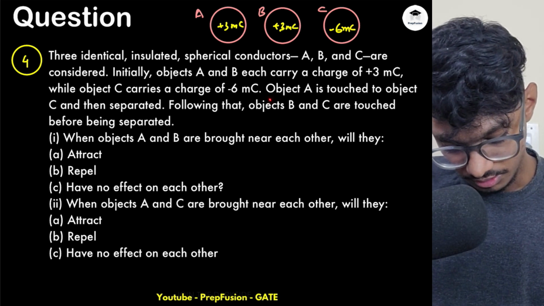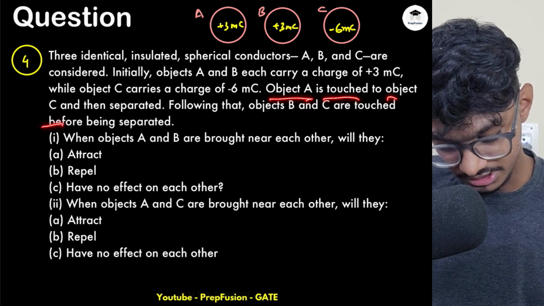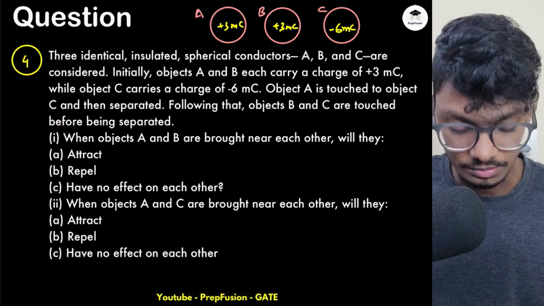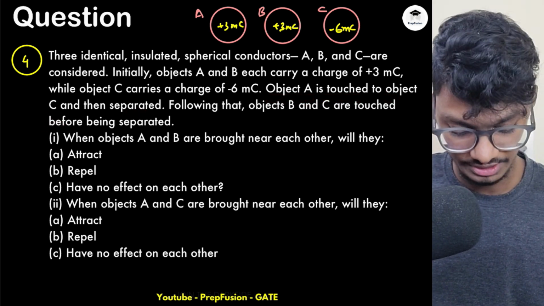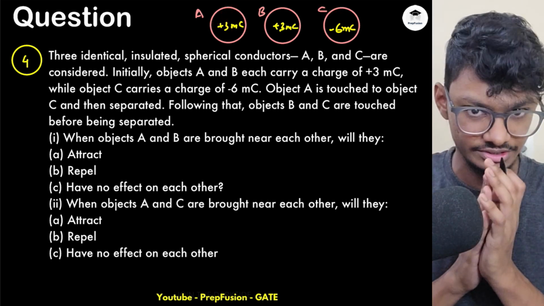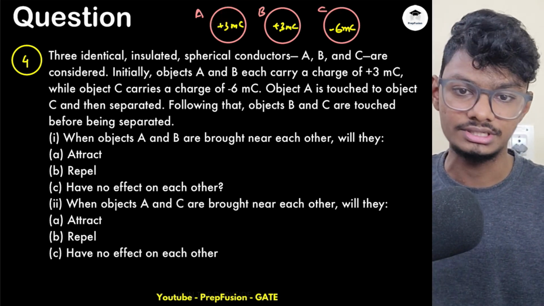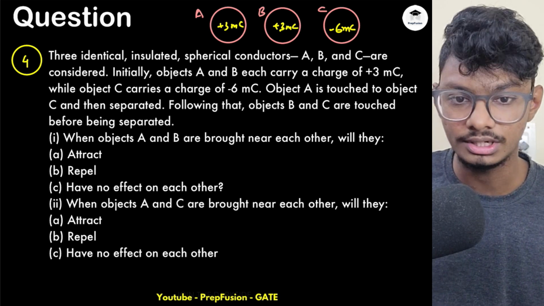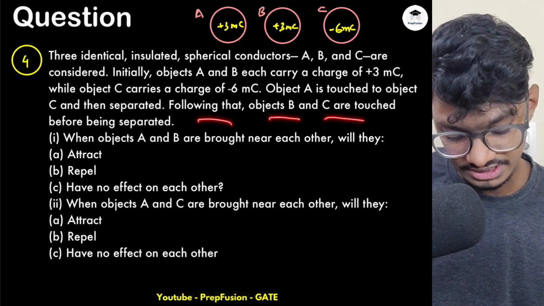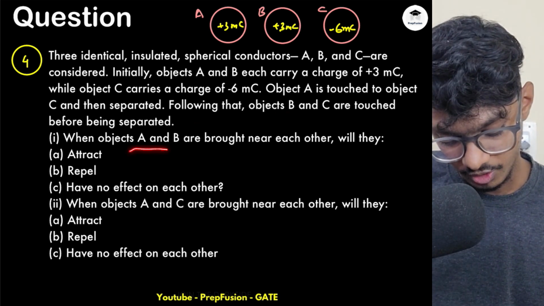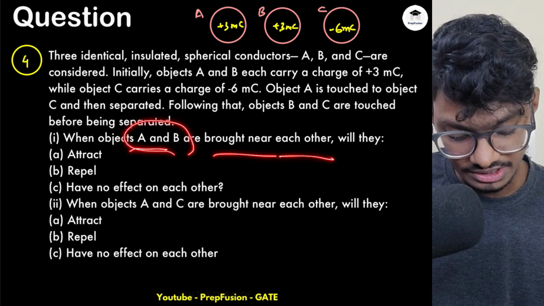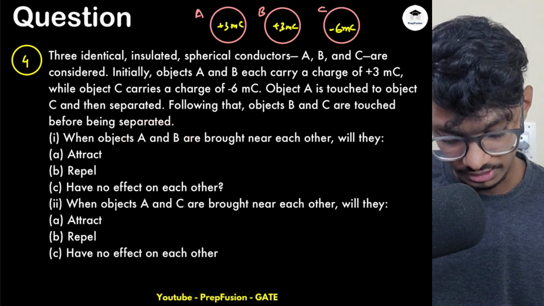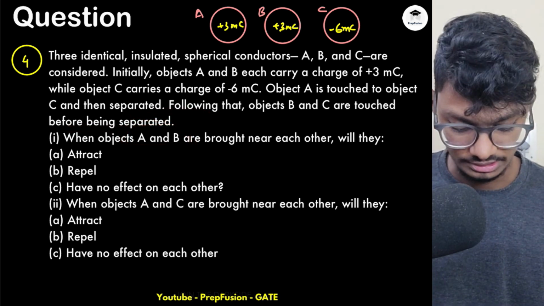Object A is touched to object C and then separated. So these two are touched with each other and then separated. Charge will get distributed between these two; charge transfer will happen through conduction. Following that, objects B and C are touched and separated. When objects A and B are brought near each other, will they attract or repel?